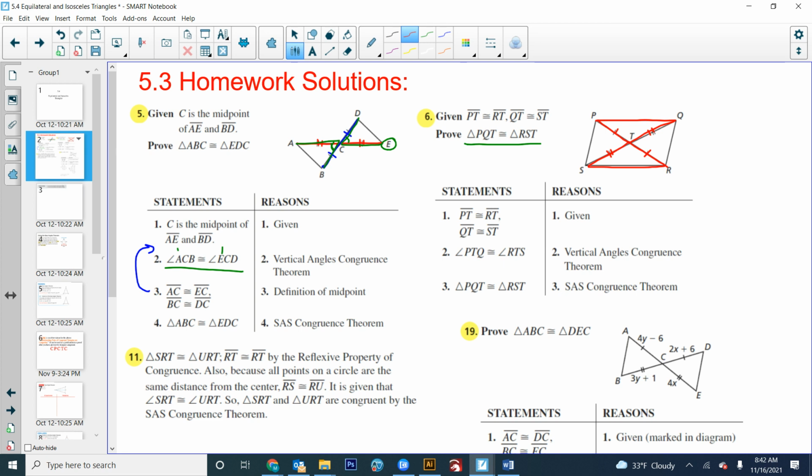Emma: When we're writing out the reasons, do we have to put the congruence theorem, or can we just put like SAS and vertical angles? Great question. Just put SAS and vertical angles. Yep. They're being pretty nerdy about it.